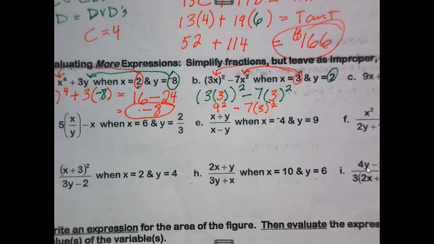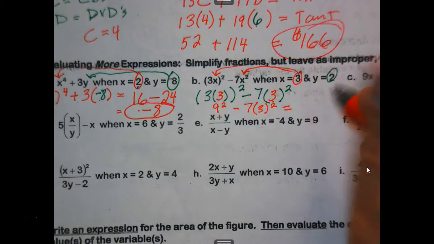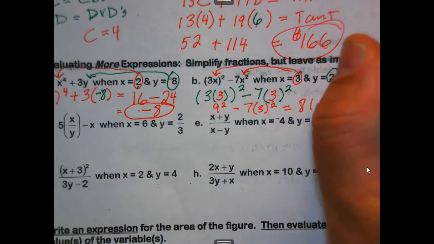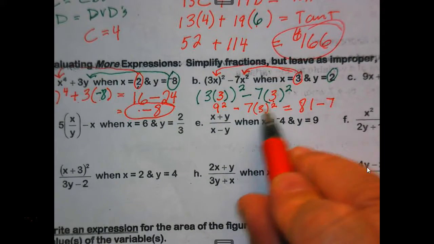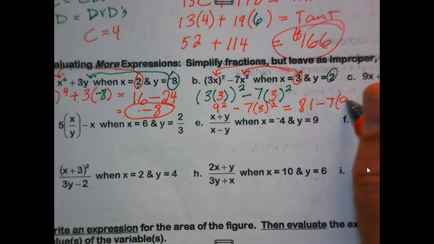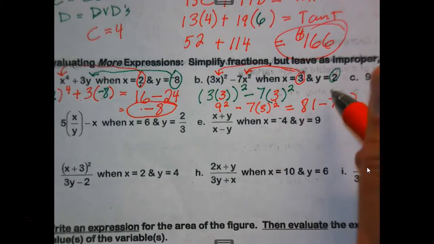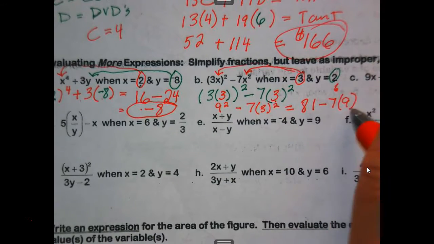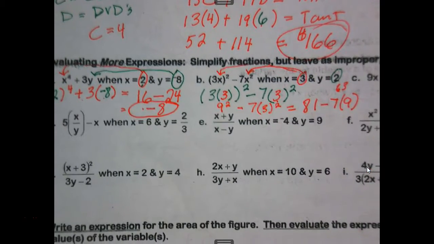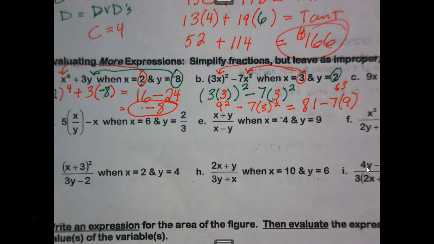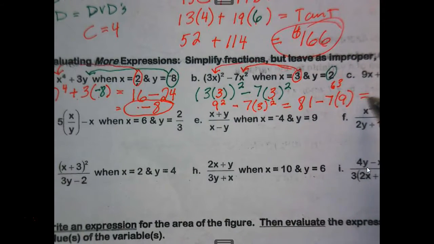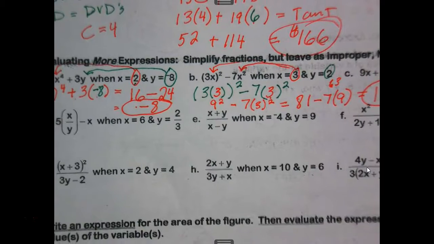Now I have to take care of my exponents, right? PEMDAS. 9 squared, 81. 3 squared, 9. 9 times 7 is 63. Multiplication next. And then subtraction. 81 minus 63. 18.